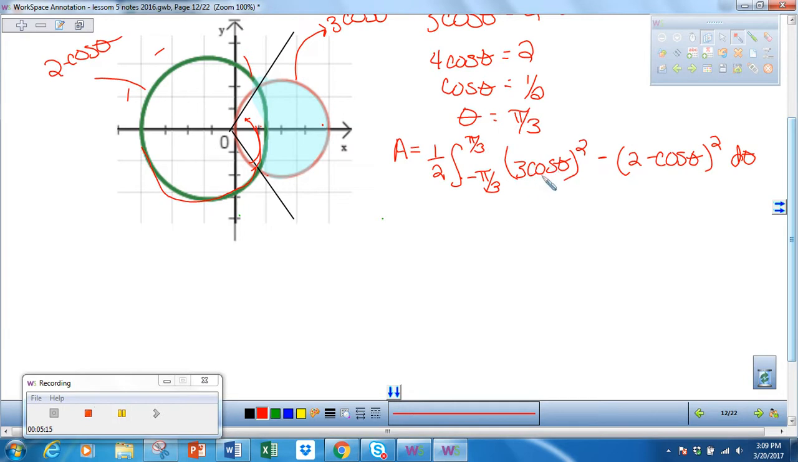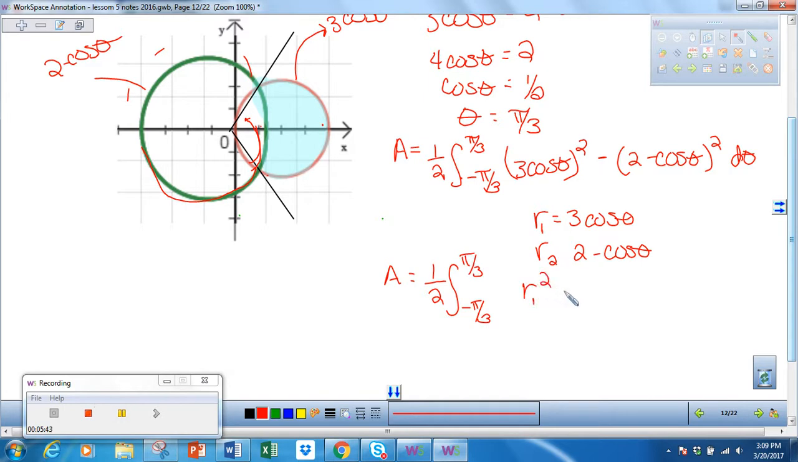So what you want to do is, again, make sure your calculator is in radian and polar mode, and you want to make R1 3 cosine theta. You want to make R2 2 minus cosine theta. And then what you want to do on your calculator is integrate 0.5 or 1/2, whichever you like, from negative pi over 3 to pi over 3. And then remember, it's R1 squared minus R2 squared d theta in your calculator. And your calculator is going to be very nice and spit out an answer, which is approximately, well, it is exactly 3 radical 3. But your calculator, unless you have a TI-89, will tell you it's 5.196.